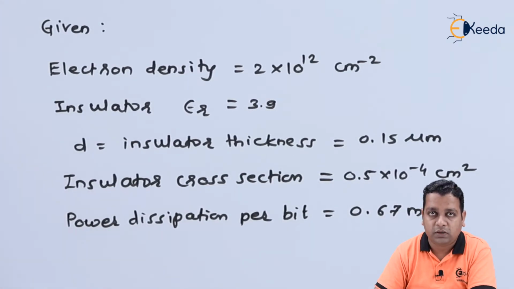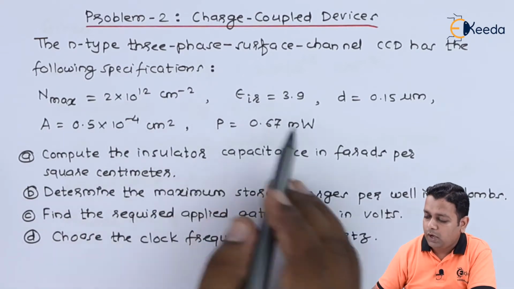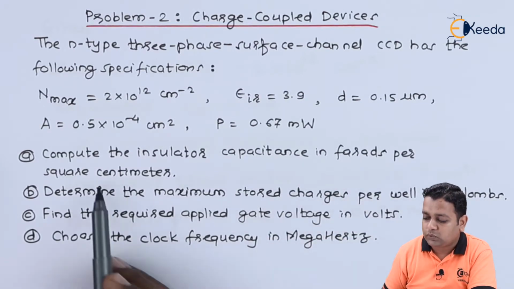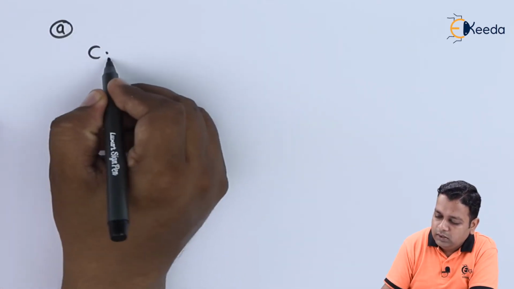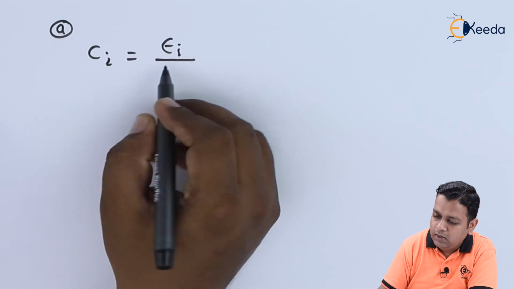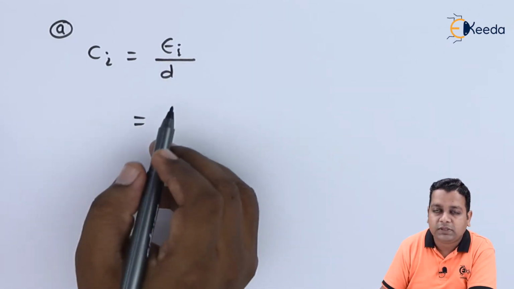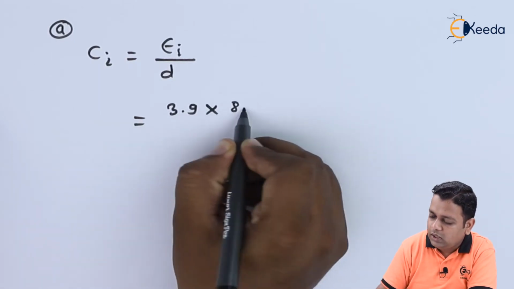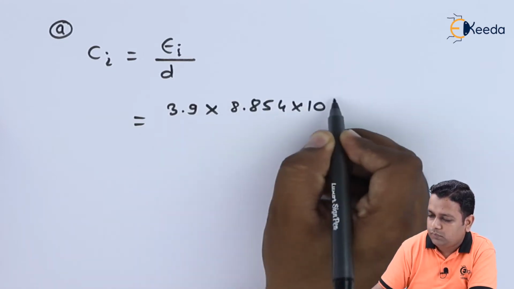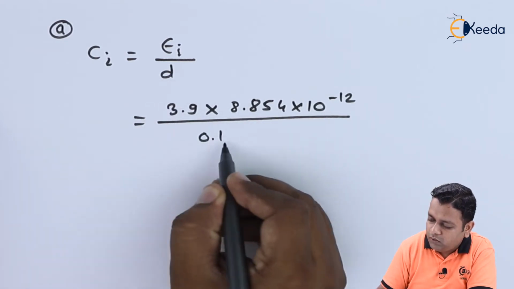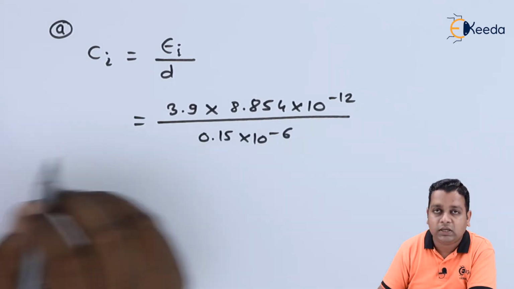Now we get back to the problem statement. After identification of all the 5 parameters, we are able to compute the insulator capacitance in farads per square centimeter and the further details. So for part A, we write the insulator capacitance as C suffix I and compute it by the ratio of epsilon suffix I divided by D. So epsilon suffix I can be 3.9 into epsilon 0, that is 8.854 into 10 raised to power minus 12. This is divided by the dimension D. So this length is 0.15 into 10 raised to power minus 6 for the micro.